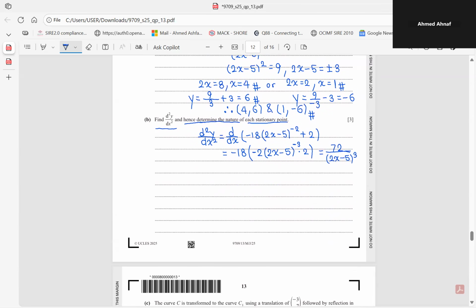So this is d squared y over dx squared. Now we're going to determine the nature. To do that, just substitute the corresponding x coordinates. First we'll find the nature for (4, 6). So we'll sub x equals 4. 72 over (2 times 4, that's 8, minus 5) cubed, which is 72 over 3 cubed, that's 8 over 3. So since d squared y over dx squared is more than 0, (4, 6) is a minimum point.